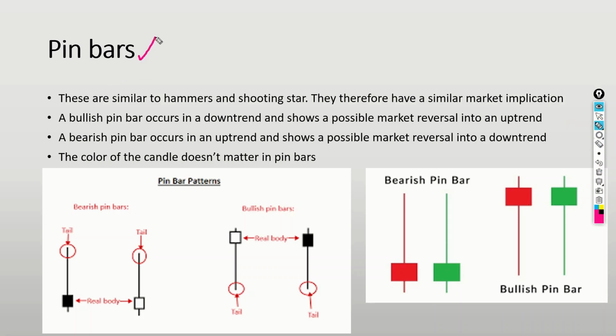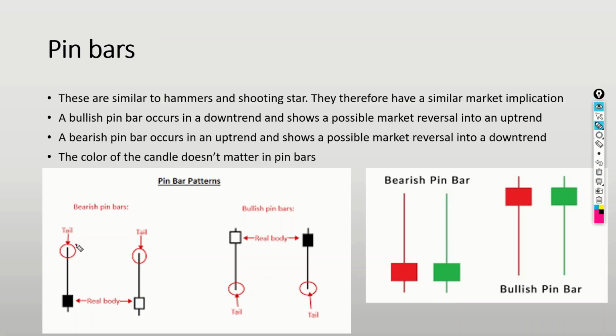So we are going to be looking at pin bars. These are similar to hammers and shooting stars. They therefore have similar market implications. A bullish pin bar occurs in a downtrend and shows a possible market reversal into an uptrend. Then a bearish pin bar occurs in an uptrend and shows a possible market reversal into a downtrend. The color of the candle does not matter in pin bars.